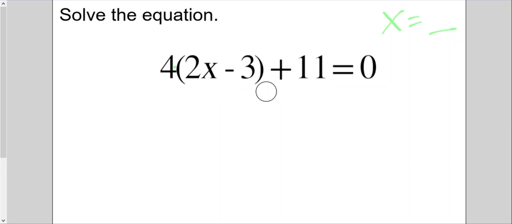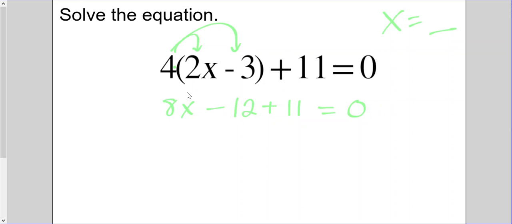I'm going to distribute that 4 as my very first step, which means I'm going to multiply 4 times 2x. That would give me 8x. And 4 times this negative 3 would give me a negative 12. So I haven't solved the equation at all. I haven't done anything to both sides of the equation. I've just distributed on this side.